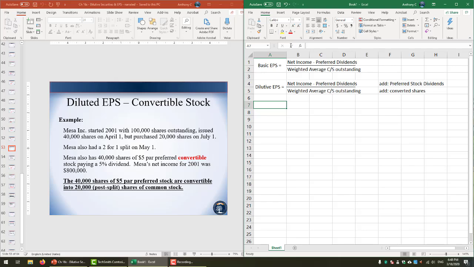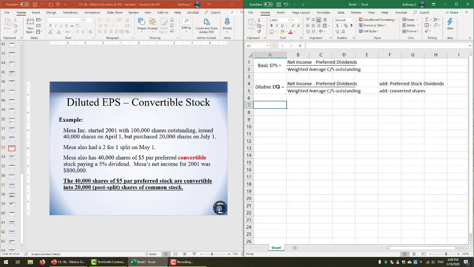So for example, we're still working with Mesa Incorporated. They started 2001 with 100,000 shares outstanding. Again, they issued 40,000 shares on April 1st. They purchased 20,000 shares on July 1st. They have that 2-for-1 split on May 1st. And then they have 40,000 shares of $5 par preferred convertible stock paying a 5% dividend. Net income's $800,000.